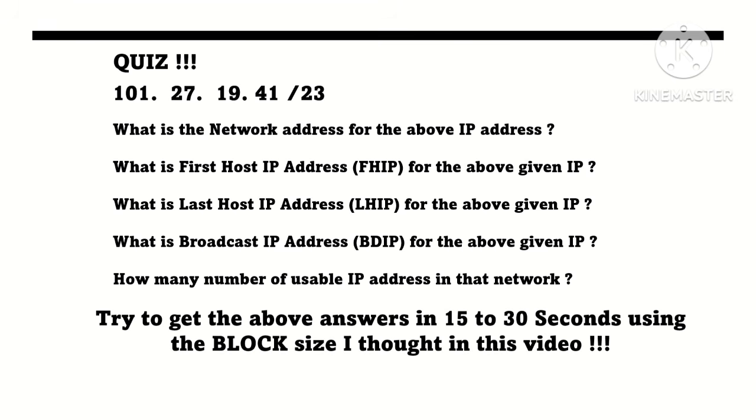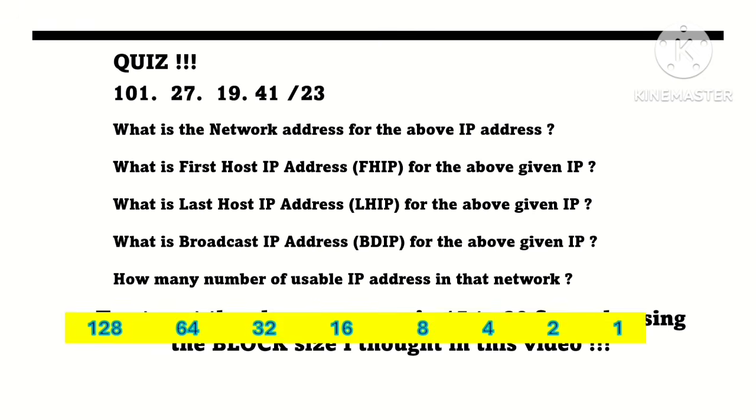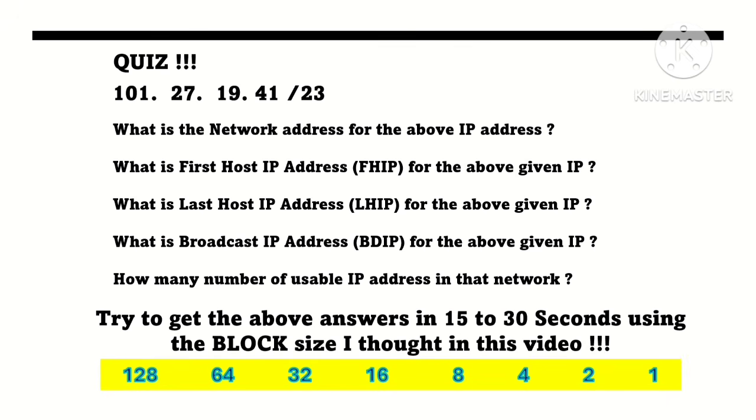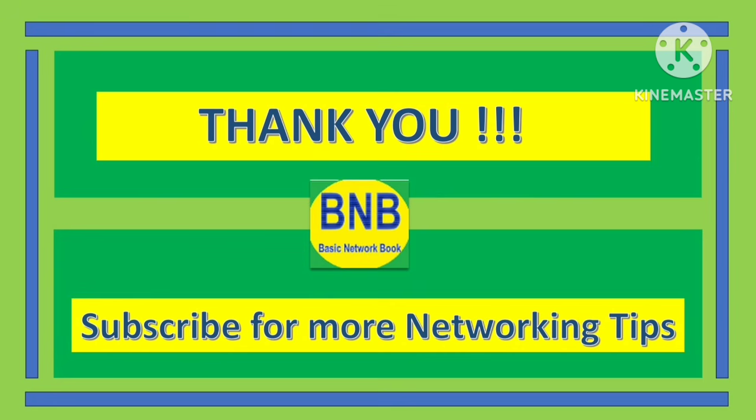So try to get the above answer in 15 to 30 seconds at the max using this block size: 128, 64, 32, 16, 8, 4, 2, 1. So these are the secret blocks that you will use as a tool to identify the subnet for any given IP in a few seconds. I hope you understand the concept to identify the subnet for a given IP in a few seconds.